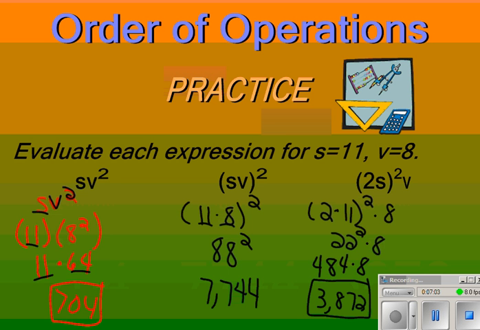In the next one, you will see that it's 2 times s. The exponent attaches to what's in front of it, so it's 2 times 11. So you have 22 squared times 8, 484 times 8, so you get 3,872.